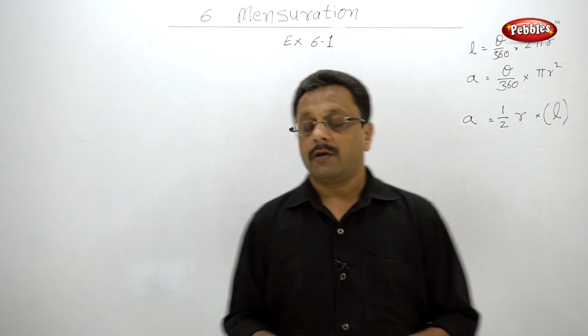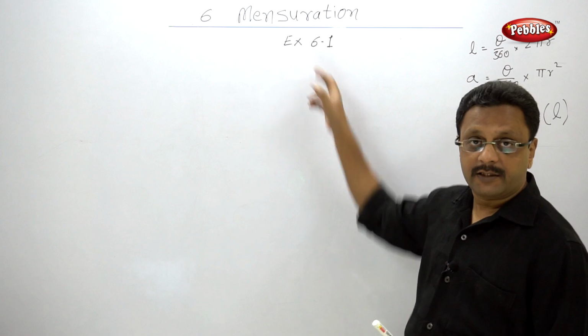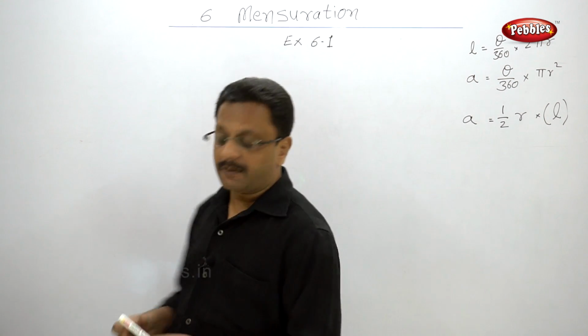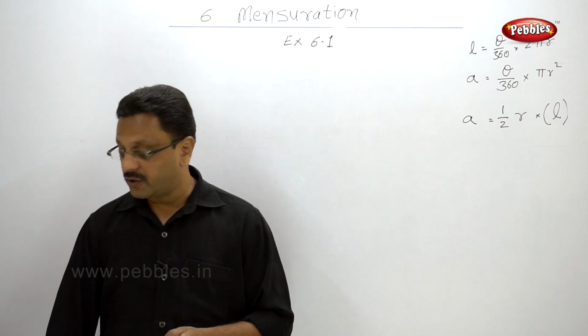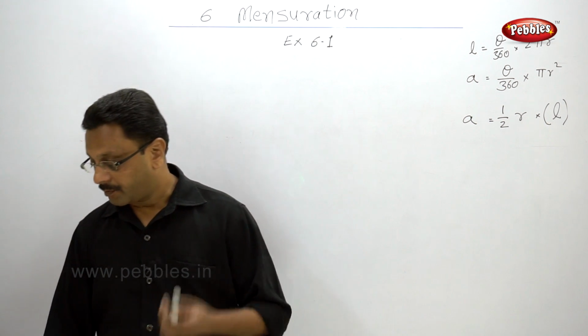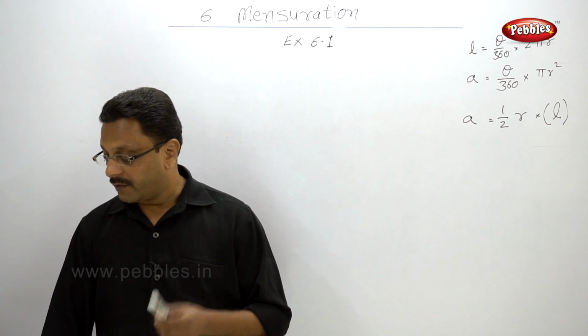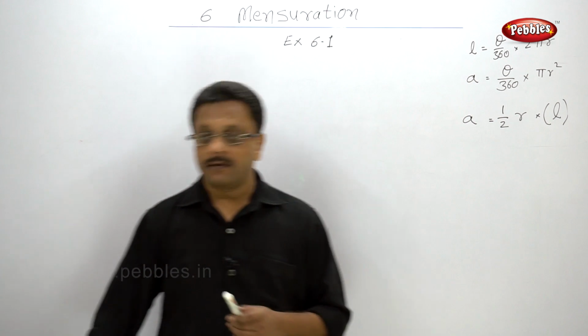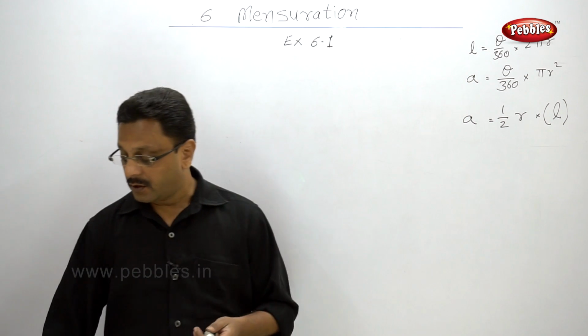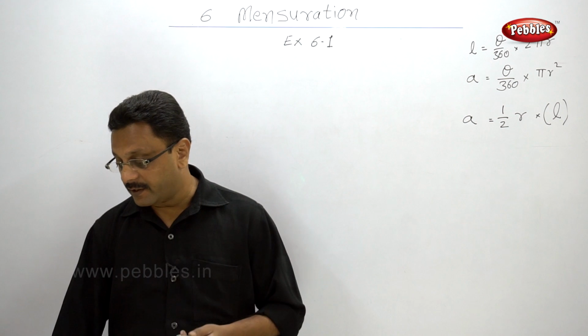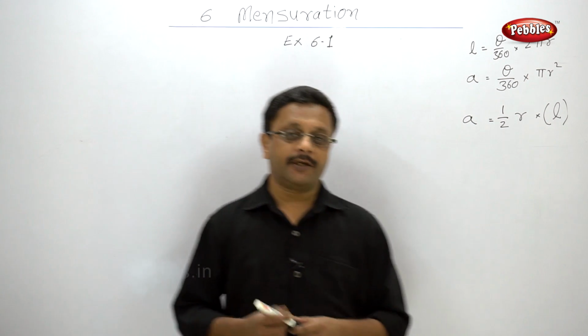So let us solve now example or exercise 6.1. The first example is: the diameter of a circle is 10 centimeter. Find the length of the arc when the corresponding central angle is given. A few angles are given: 144 degrees, 45 degrees, 270 degrees, 180 degrees.